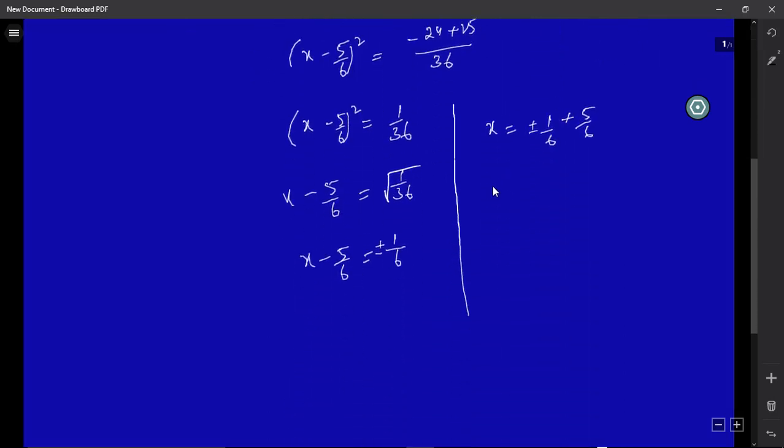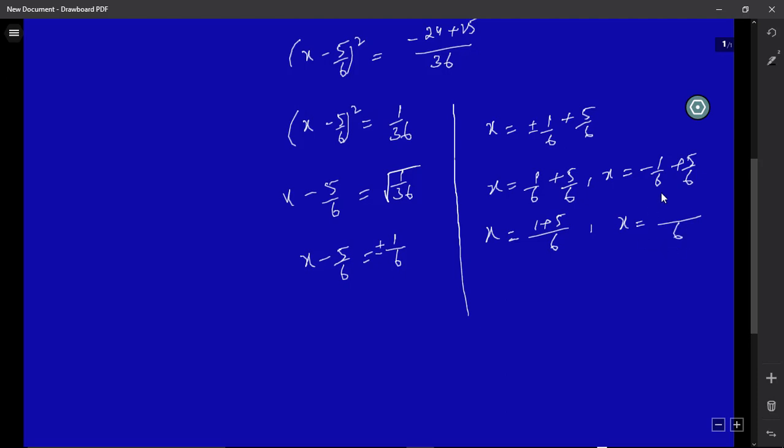Now I'll take plus 1 by 6 as the first root, and then I'll have to consider minus for the second time. So once I'm taking plus 1 by 6, plus 5 by 6 I'm writing as it is. Second time I'm taking minus 1 by 6, plus 5 by 6 I'm writing as it is. LCM of 6 and 6 is 6. 1 plus 5.